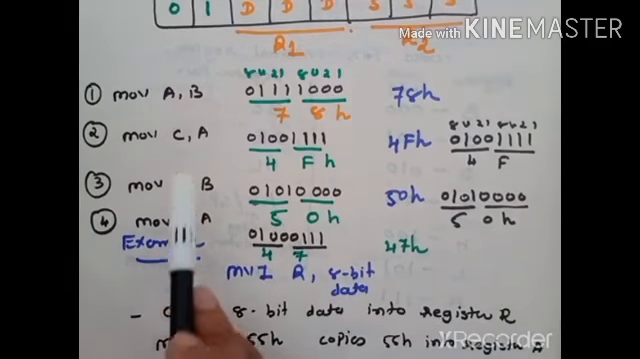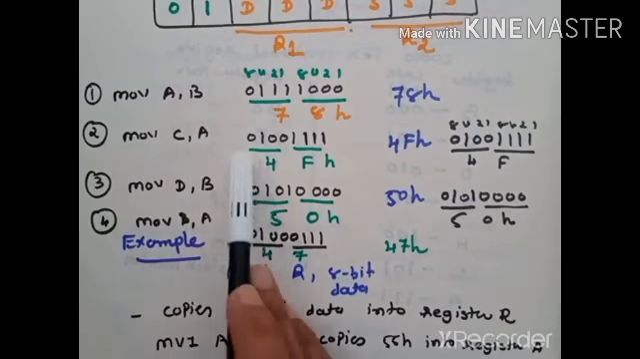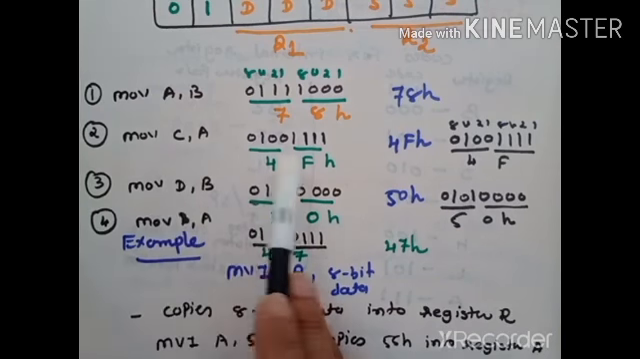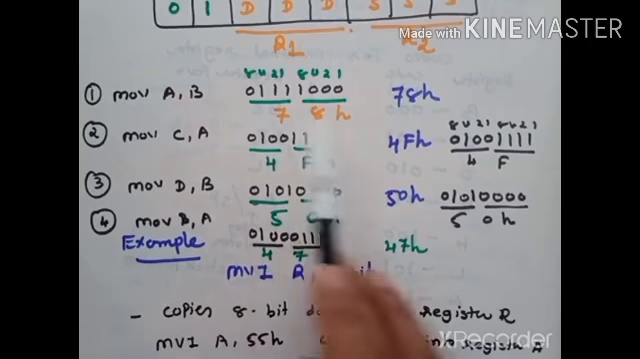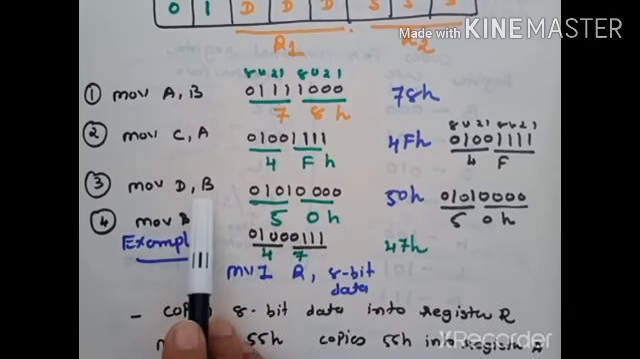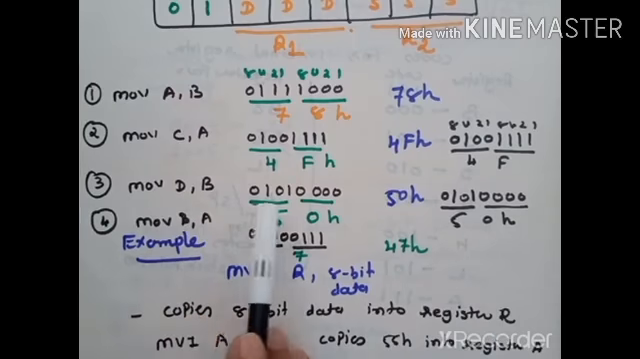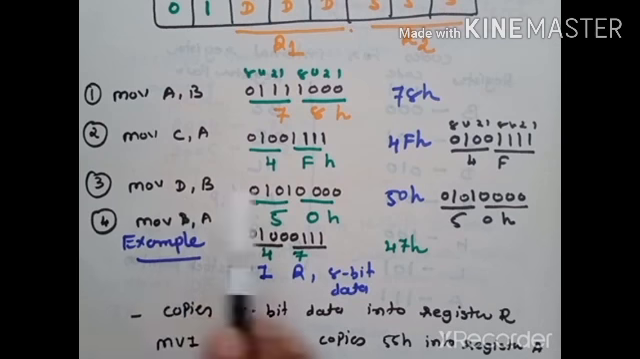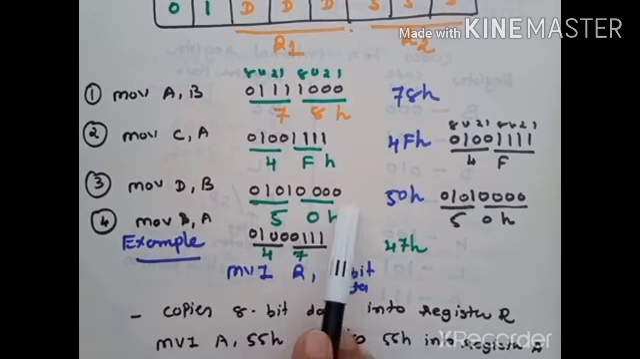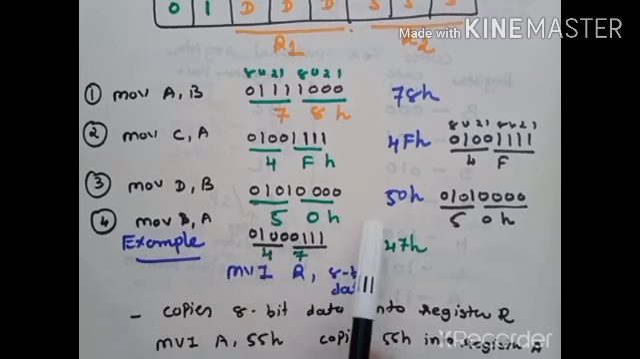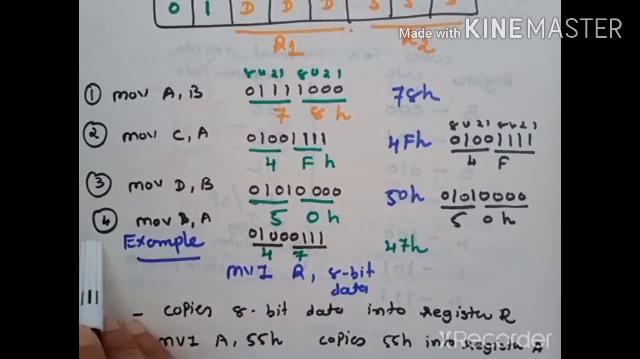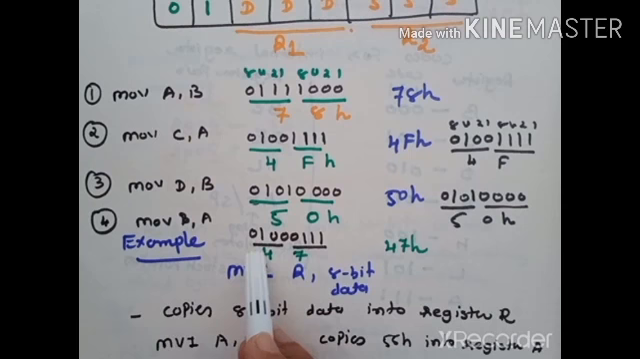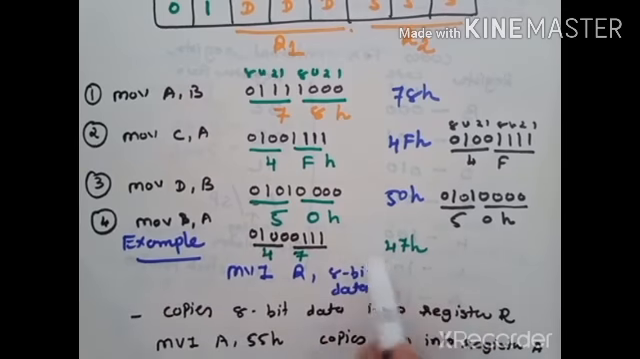Next, for MOV C,A: 01 is fixed, the equivalent code of C is 001, the equivalent code of A is 111, then according to 8421, it is 4FH. Next, MOV D,B: 01 is fixed, the code of D is 010, B is 000, then according to 8421, it is 50H. For the instruction MOV B,A: again 01, then B is 000 and A is 111, that means 47H.